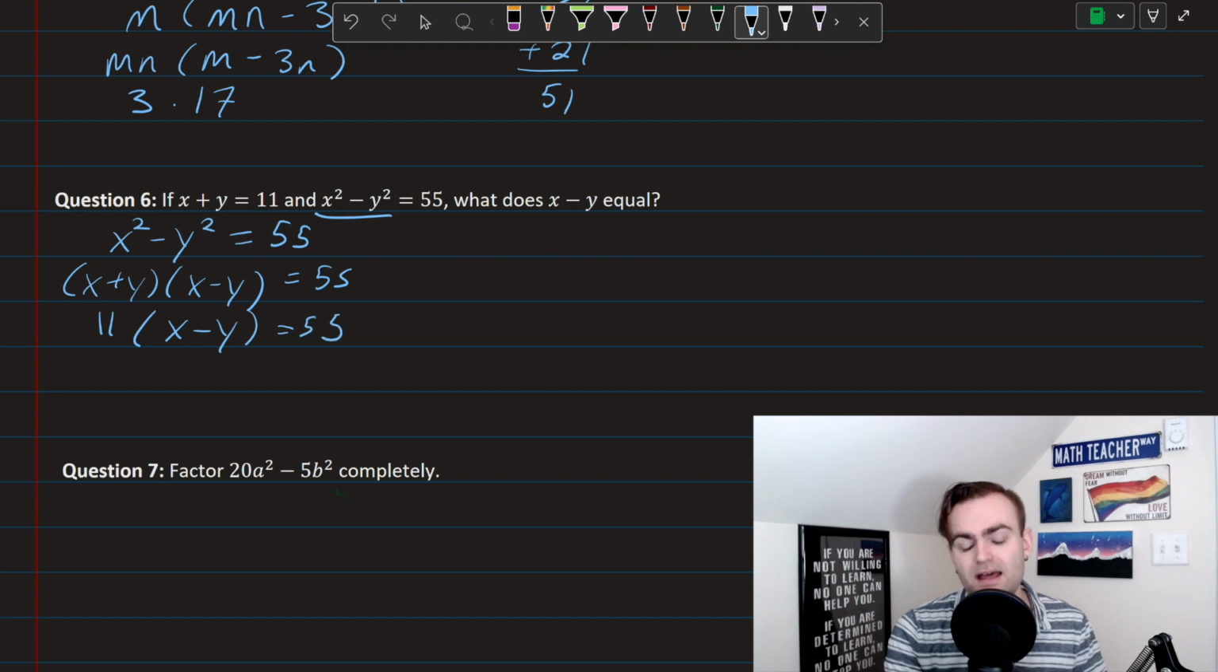Well, x plus y is 11, so this is 11 times x minus y is equal to 55. And some of you are going to be like, I'm going to distribute that 11. Don't. And the reason why you don't is because we don't care what x is individually. We don't care what y is individually. We care about what x minus y is. And I already have x minus y. The problem is the 11.